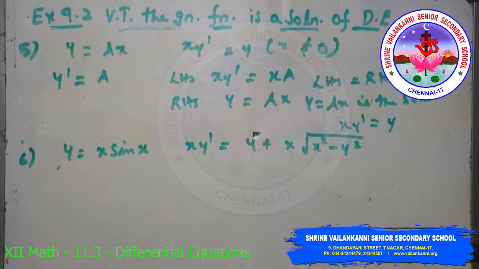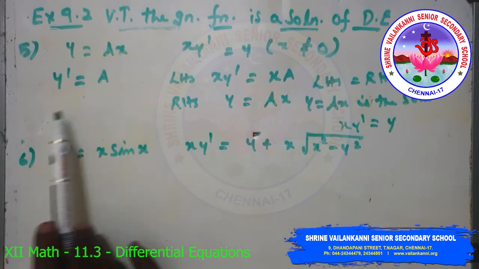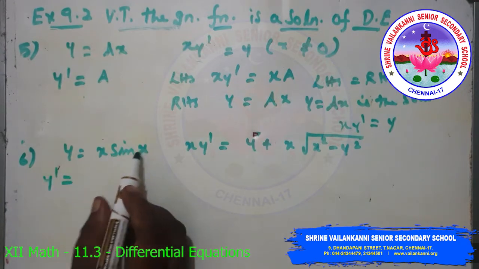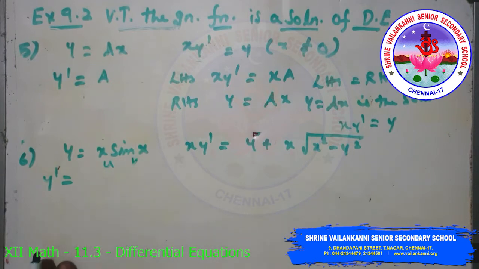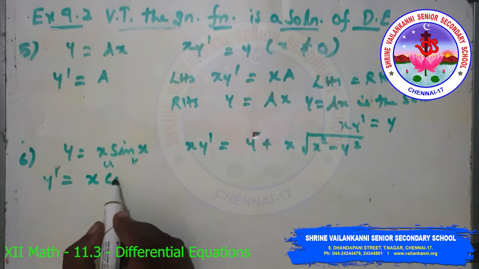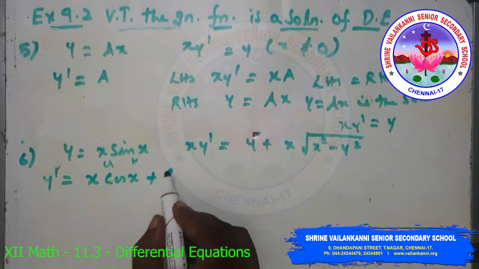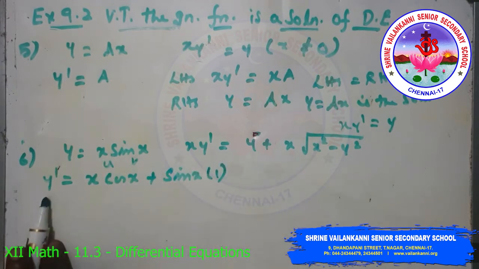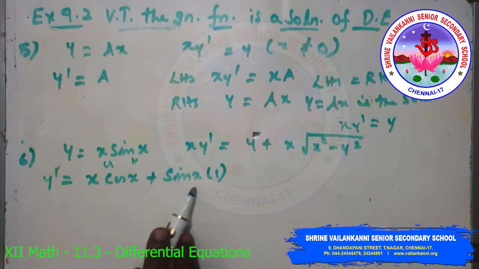Sixth one, y equal to x into sin x. xy dash is equal to y plus x into root of x square minus y square. So here we have x into y dash, so we have to differentiate this equation only once. So y dash is the derivative of x into sin x. We have to differentiate this using the product rule. So x into d by dx of sin x, which is cos x, plus sin x into d by dx of x, which is 1. So we get y dash as x cos x plus sin x.